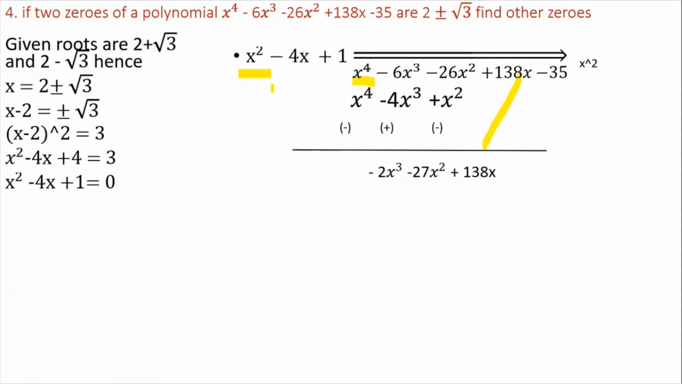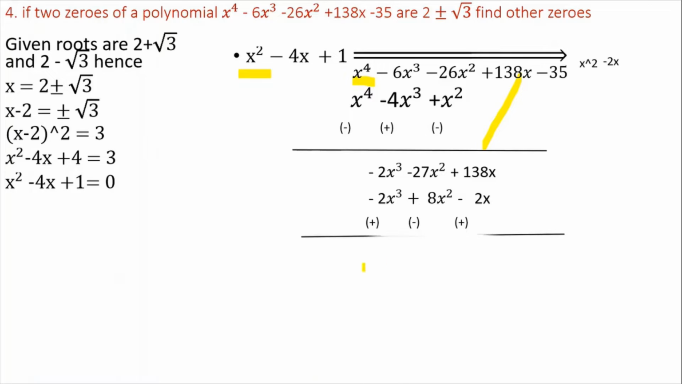Again, we check the highest power of x in the divisor, that is x square, and the highest term in the dividend, that is minus 2x cube. So I convert x square into minus 2x cube by multiplying with the coefficient minus 2x. So minus 2x is added to the quotient. If I multiply minus 2x with the whole divisor, I get minus 2x cube plus 8x square minus 2x.